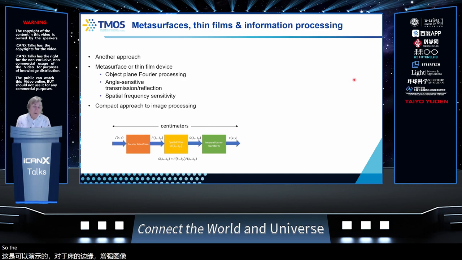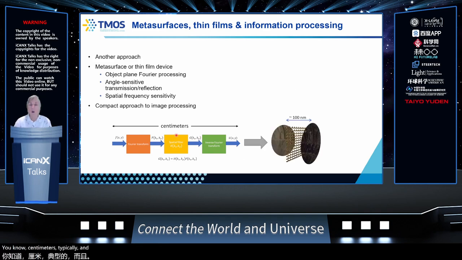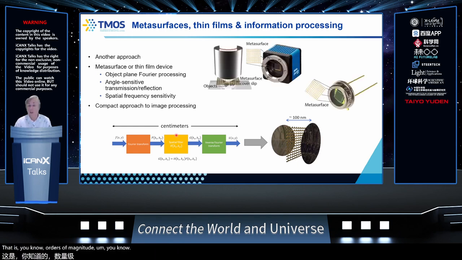So the other approach that, as I said, we've been exploring is to directly modify the Fourier components of a transmitted or reflected optical field. What that involves is getting rid of all of this where you need propagation distances and lenses and things like this, which can take, typically, centimetres, and replacing all of that with a single meta optic that is orders of magnitude thinner. And if you can do this, there are some interesting applications.